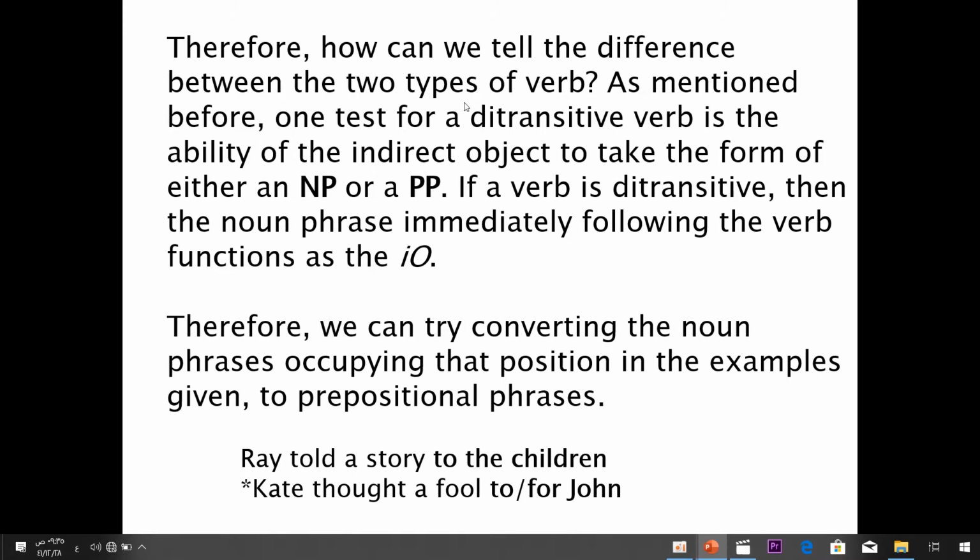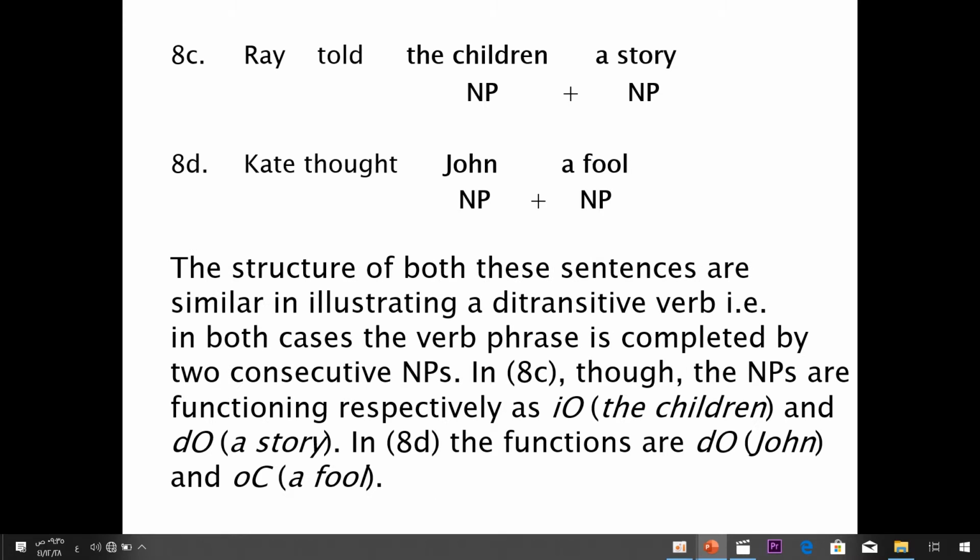As mentioned before, one test for the transitive verb, which is very easy, is to use the verb phrase. To test whether this is a ditransitive verb or not, can I say Kate thought a fool for John? It doesn't have meaning. But I can say Kate thought John for a fool. So that is the test.